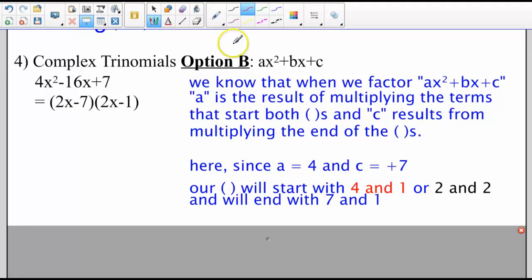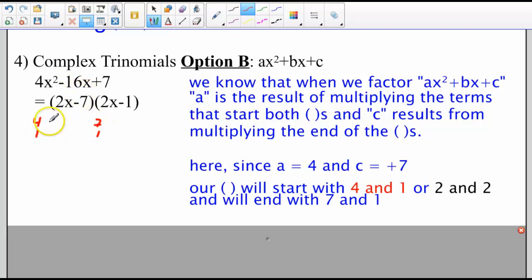And then really what I'm looking to do is just kind of a trial and error, let's figure out which ones work. So you think about the 4 and the 1 as one possibility, and again the 7 and the 1 to end the brackets is the only other possibility. And so 4 times 1 would give me 4, 1 times 7 would give me 7, and so I'm wondering, does a 4 and 7 add up to the negative 16?